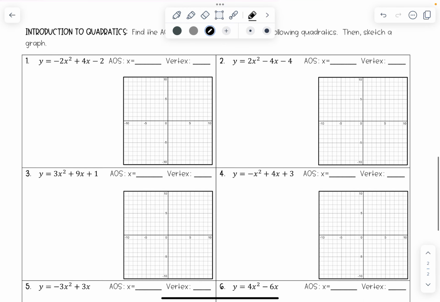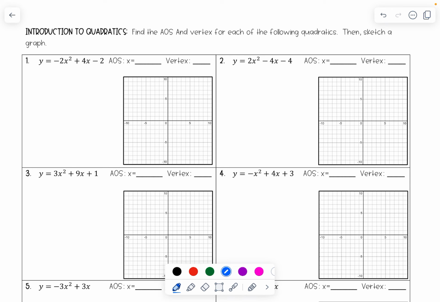So you can pause this video and work on that. I'm going to explain the second half of the worksheet, which says to find the axis of symmetry and vertex and sketch a graph, and show you my expectations for that. So again, this is very similar to what we just did. In order to now do the opposite and sketch a graph, I have to know where the vertex and axis of symmetry is, and then we'll just do a quick sketch like we have been doing.